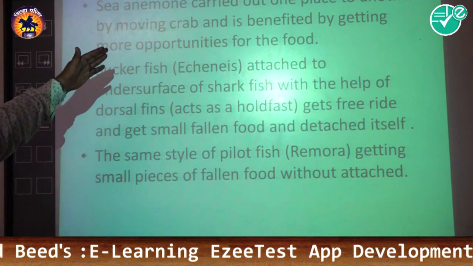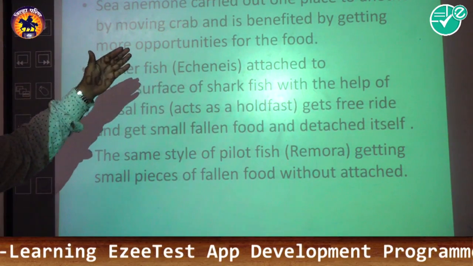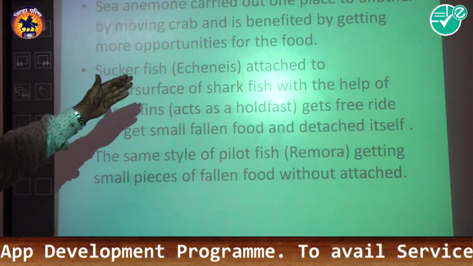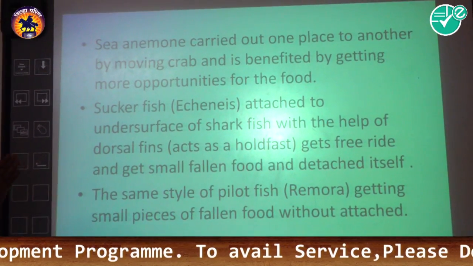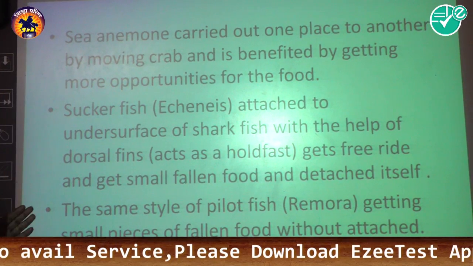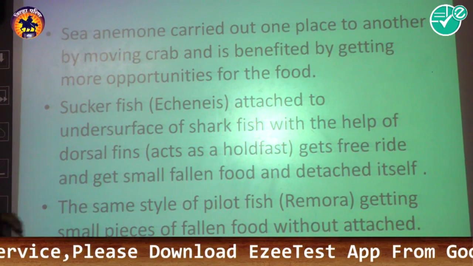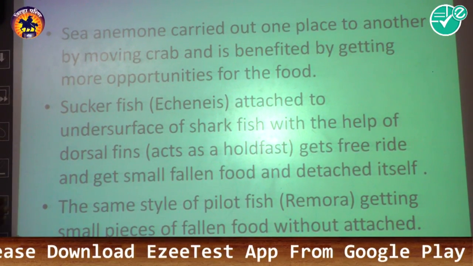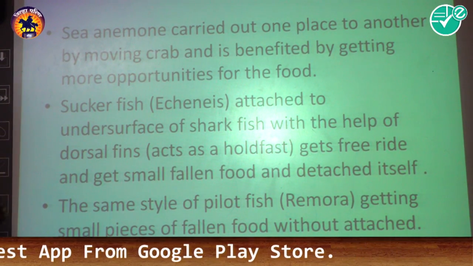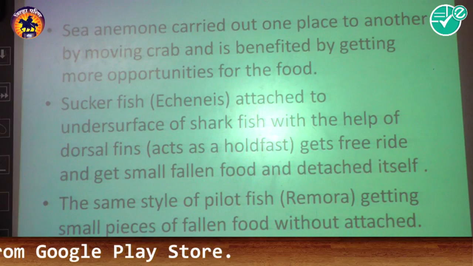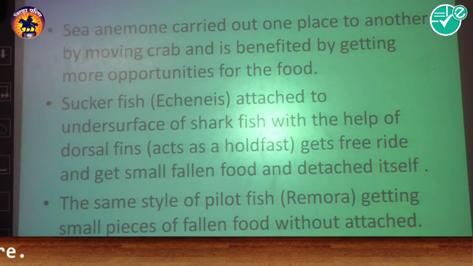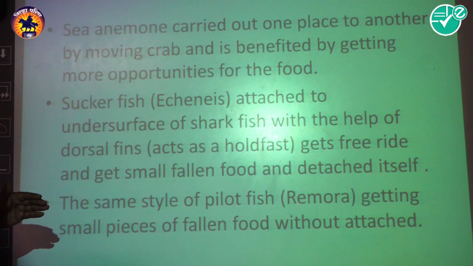Then sea animals are carried from one place to another place by the moving of the crab and are benefited by getting more opportunity for the food. ये अपनी ज़िंदगी उसकी पीठ पर रहकर एक जगह से दूसरी जगह हरकत करेगा, जिससे वो एक जगह से दूसरी जगह जाएगा और अपने लिए फूड या ग़िज़ा हासिल करेगा. देन नेक्स्ट एग्जाम्पल इज द सक्कर फिश.